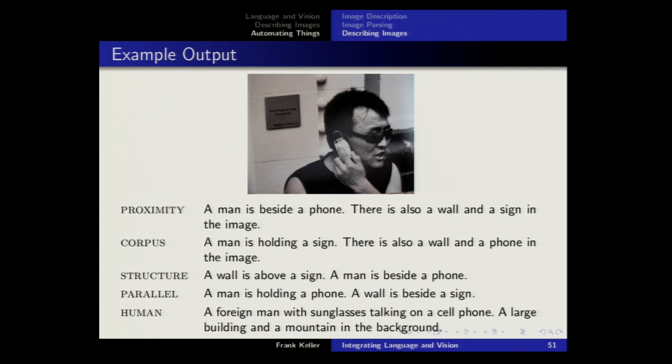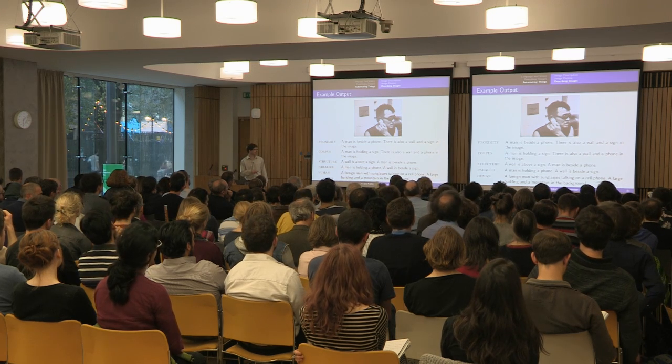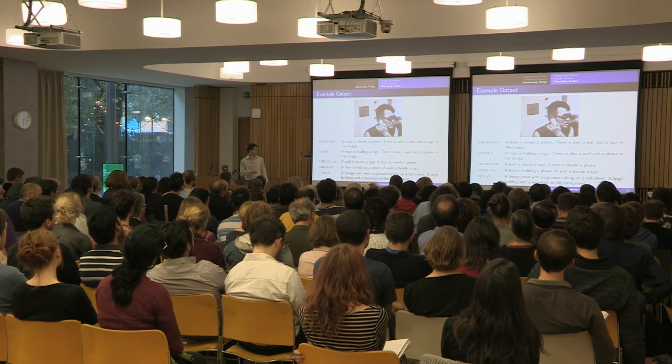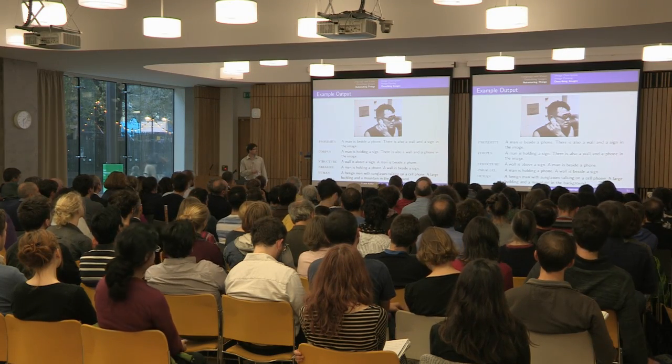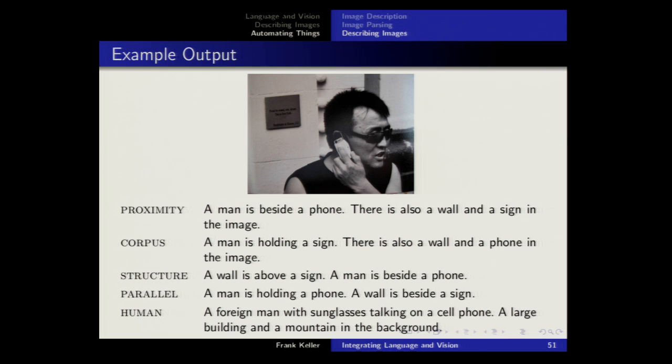And our parallel model, I mean, obviously this is a hand-picked example, so it has to work. A man is holding a phone, and a wall is beside a sign. So here we've captured the relationship between the man and the phone. What would humans do? Well, they're more wordy to start with. A foreign man with sunglasses talking on a cell phone. A large building and a mountain in the background. I don't see the mountain, must be somewhere here, but anyway, so this is what we're up against, right? Human creativity.